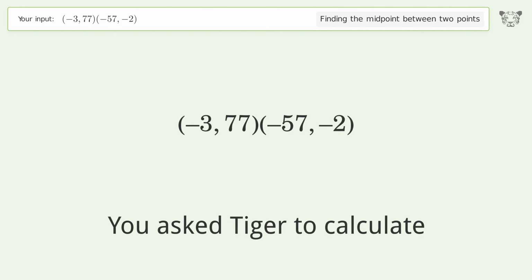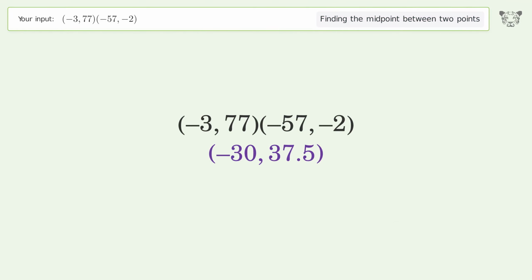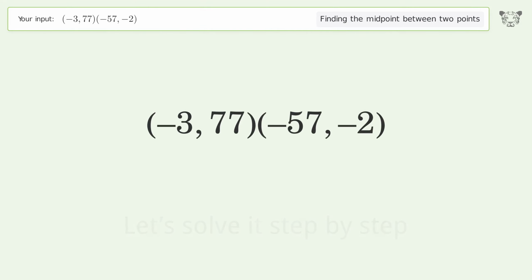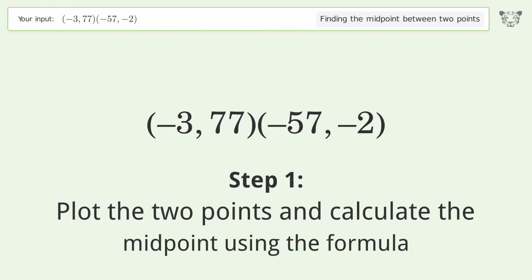You ask Tiger to calculate. This deals with finding the midpoint between 2 points. The midpoint between the 2 points is -30, 37.5. Let's solve it step by step. Plot the 2 points and calculate the midpoint using the formula.